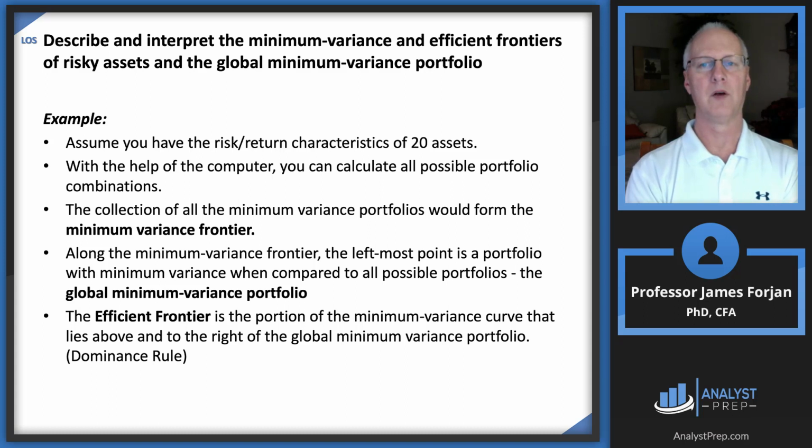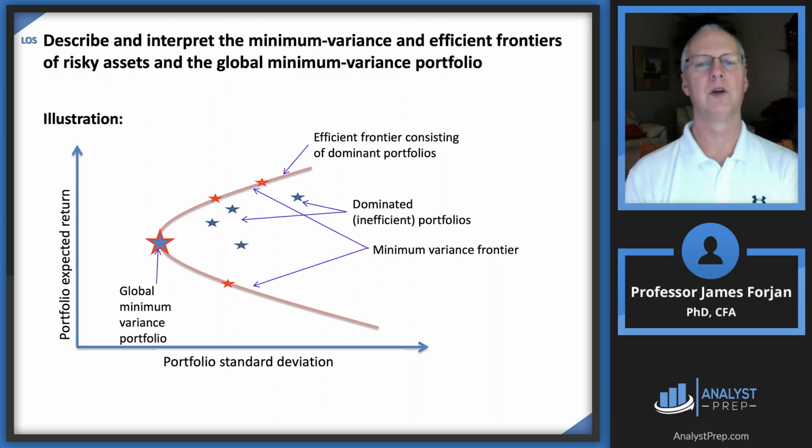Now let's take a look at an example. On the next slide, I have a picture. Let's suppose that we've got 20 stocks, 20 different assets. And with those 20, with the help of a computer, we calculate all possible portfolio combinations. So think about the easiest portfolio combination would just be an equal weighting in all 20. But with a computer, you can just have really thousands or maybe even hundreds of thousands of different weights. All right, so we can plot all of these different possible portfolio combinations. We're going to find what's known as the minimum variance frontier. We're going to find this global minimum variance portfolio, and then we're going to find the efficient frontier, which is subject to the dominance rule. All right, so keep that stuff in mind, and let's go ahead and look at a picture here.